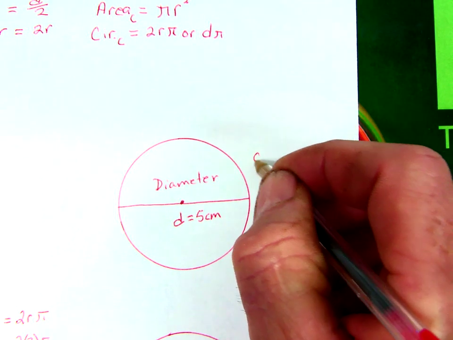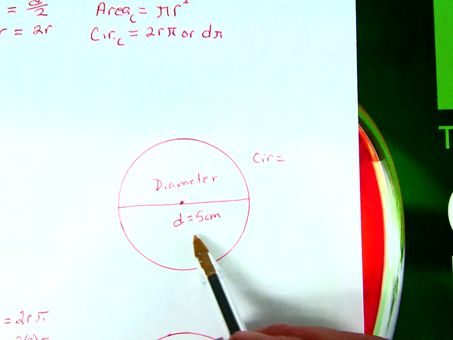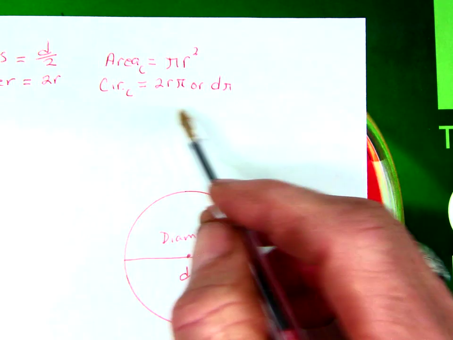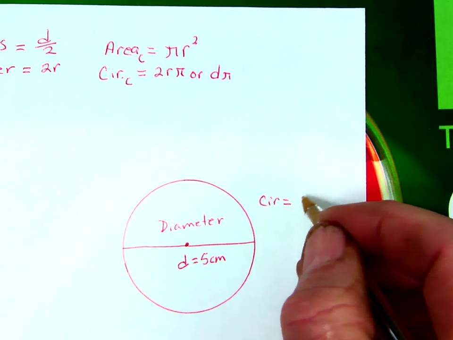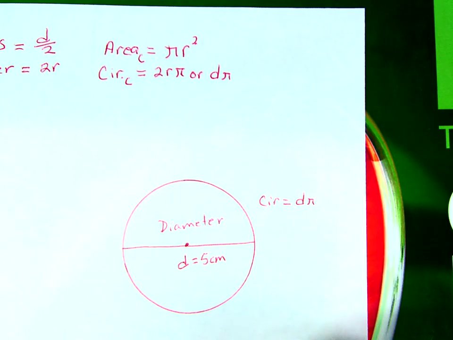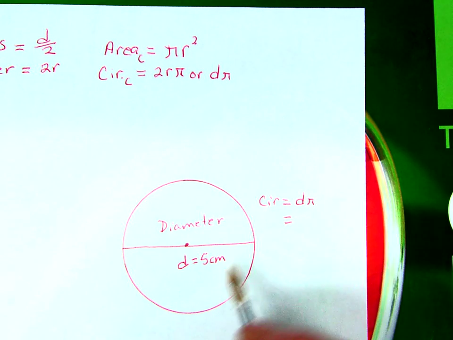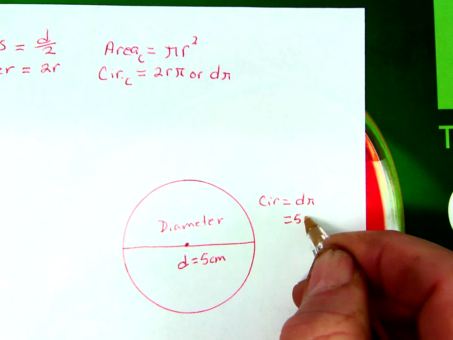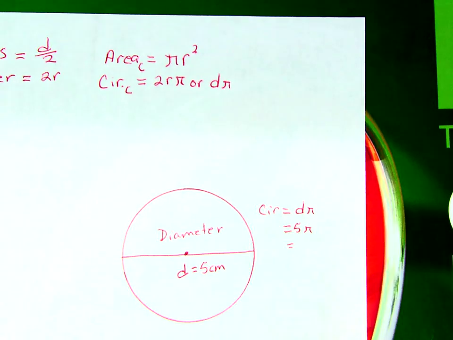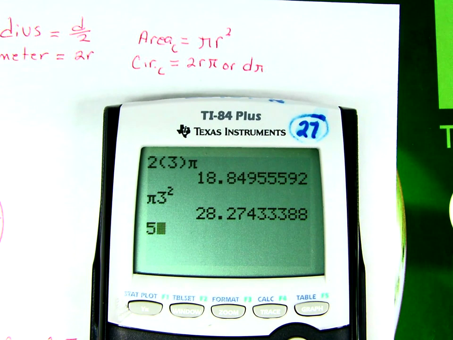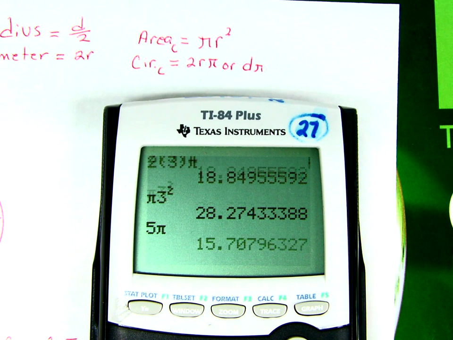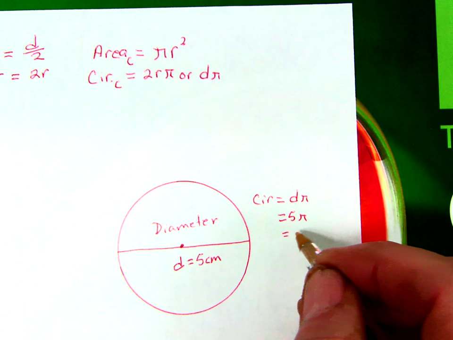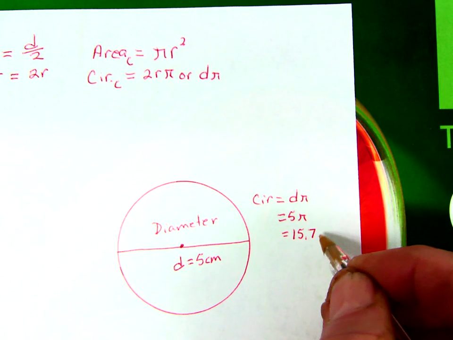So the circumference equals, right? I have the measure of a diameter. I have the formula for finding circumference if I have a diameter. So it's d times pi. The value of d is 5, so I replace the d with the 5. And I go to the calculator, and I type in 5 pi, enter. 15.7. 15.7 centimeters.